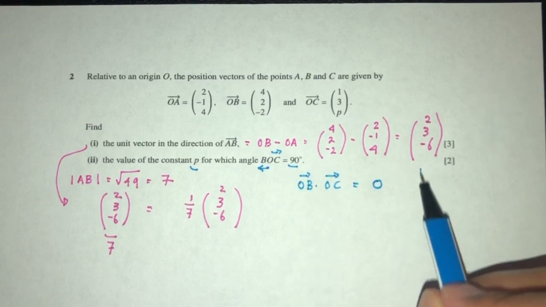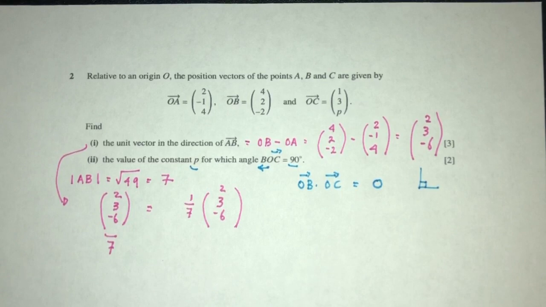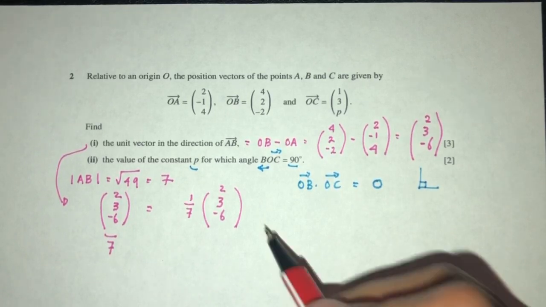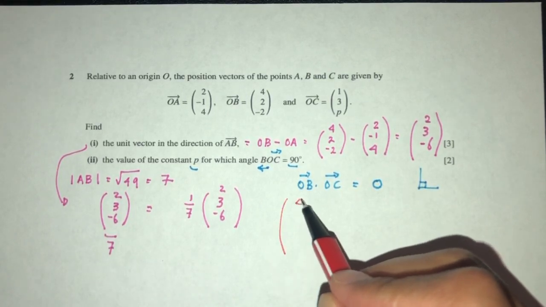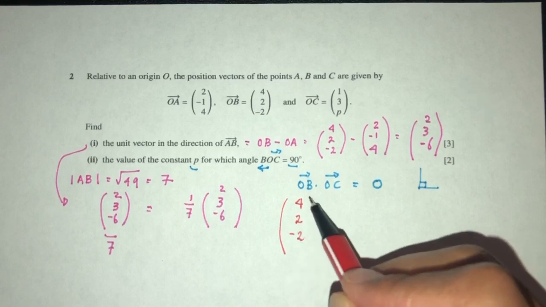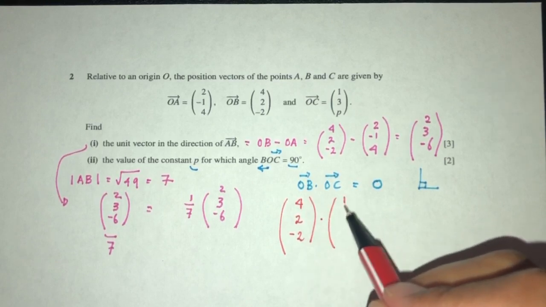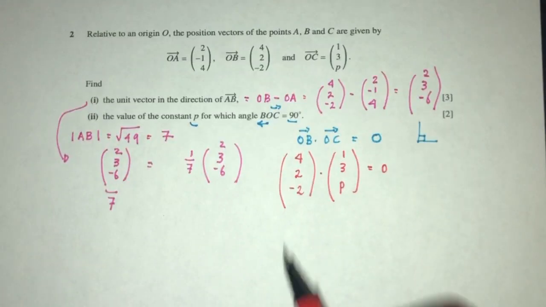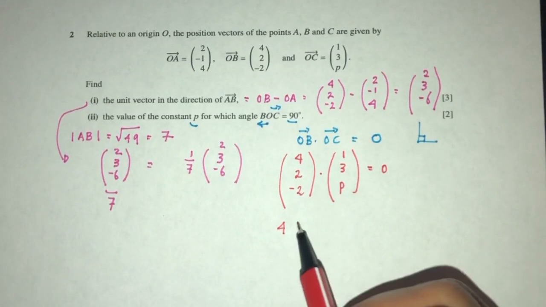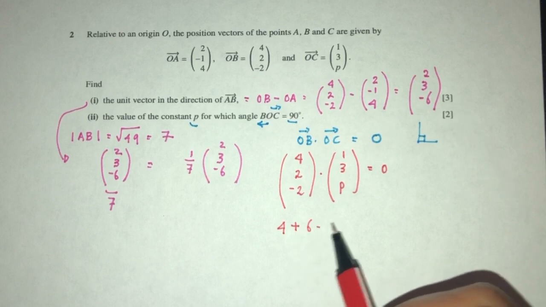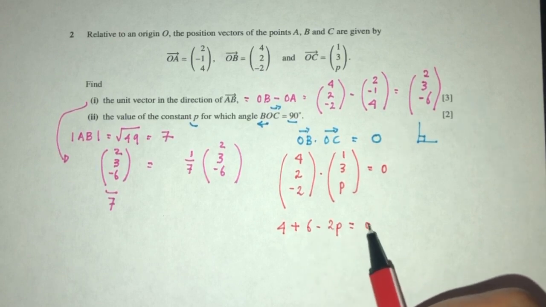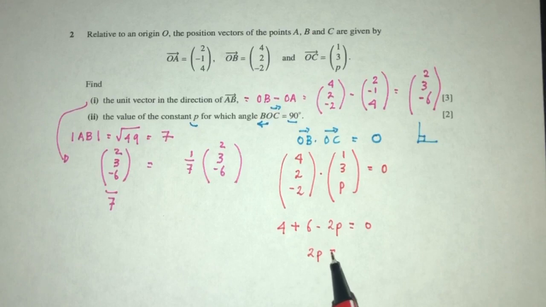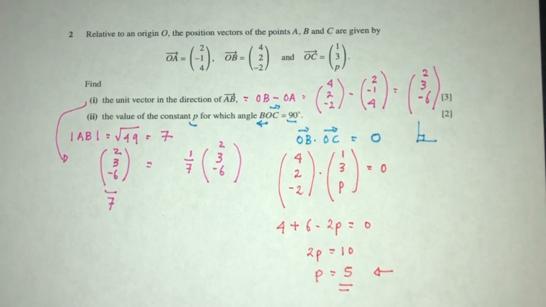Because it is 90 degrees, it means they are perpendicular, and it means the dot product has to be 0. So OB is given to you by (4, 2, -2) and OC is (1, 3, P). So simplify: 4 times 1 is 4, and then plus 6 minus 2P has to be 0. 2P has to be 10, so P has to be 5. That will be your value of P.